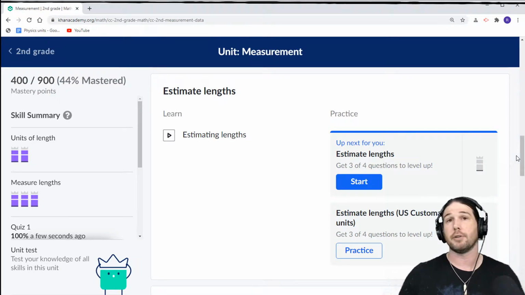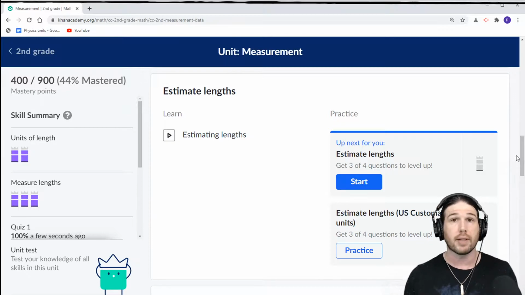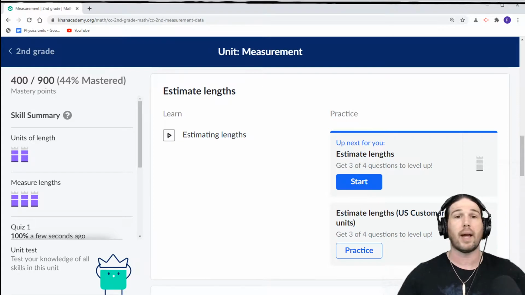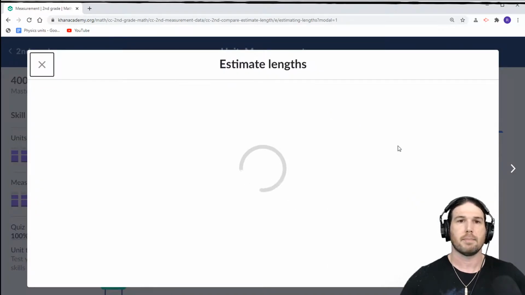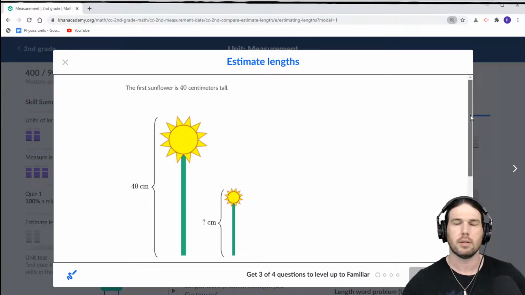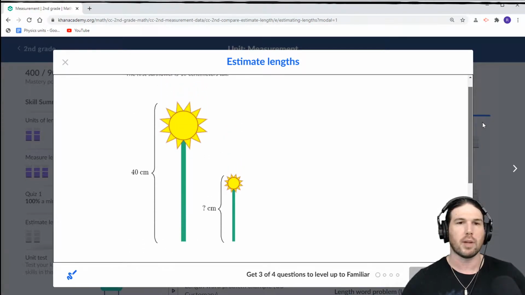So going back to the second grade level and looking at this length estimation is going to be an important and useful lesson for me, a math teacher. So hopefully it'll be useful to you as well. Estimate lengths. The first sunflower is 40 centimeters tall. The second one should be about how much? Well, it looks like it's about half the height. So I'm going to say about 20 centimeters.